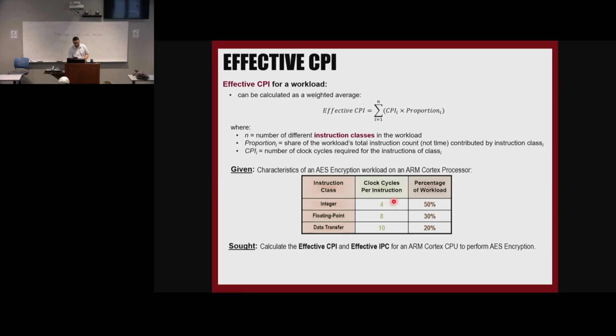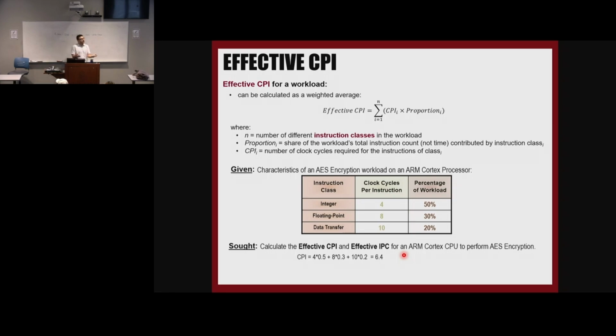Based on this equation, we have the CPI for integer as 4, the proportion is 50%, which means 0.5, that's the ratio. So we multiply 4 by 0.5, then 8 by 0.3, for 30%, and 10 by 0.2, and add all of them. So 4 times 0.5 is 2, 8 times 0.3 is 2.4, and 10 times 0.2 is 2, and if we add them, we get 6.4. So the effective CPI for this workload is 6.4.